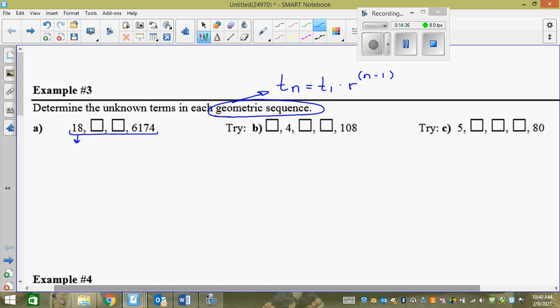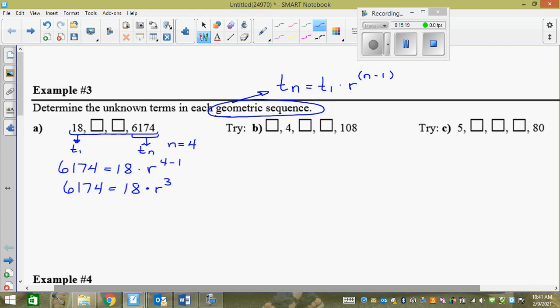So let's write what we do know. 18 is what? T1. And 6,174 is? Tn. What else do I know? N is 4. And then I'm missing R, which is good, because I can only be missing one thing. So Tn is 6,174. Just filling into my formula, equals T1, which is 18, times R, which we don't know. And then n minus 1 is 4 minus 1. So now we have 6,174 equals 18 times R to the 3.